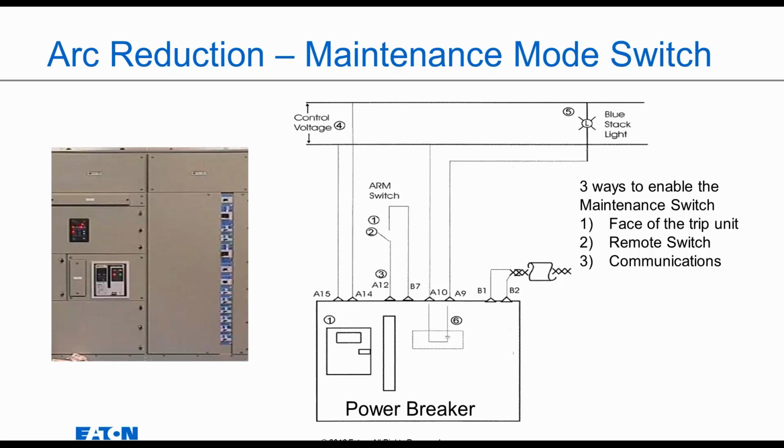Number two, you won't leave it in the arc flash mode because you've got this indication telling you that, so you know that when you're done with your maintenance, to go back and turn it out of the maintenance mode condition. And as I mentioned before, there's 3 different ways: face of the trip unit can turn it on or off, the remote switch, or communications.